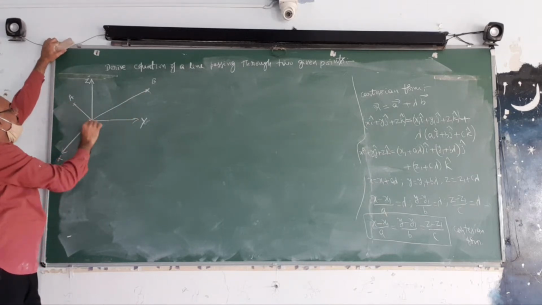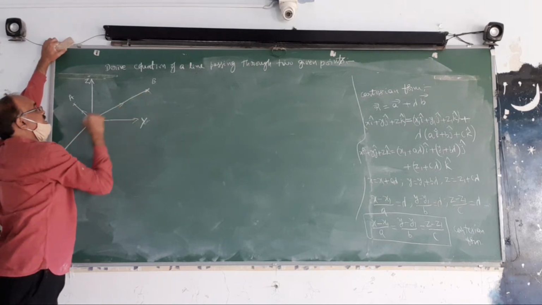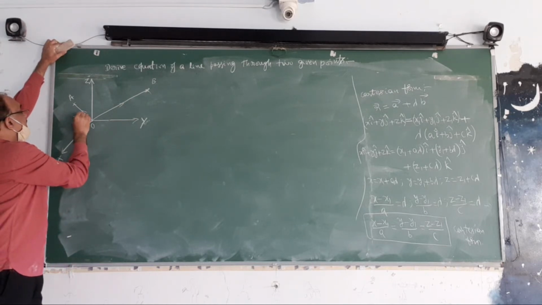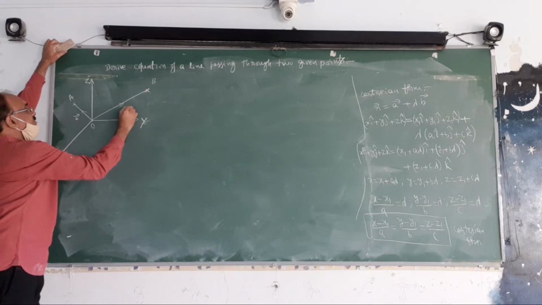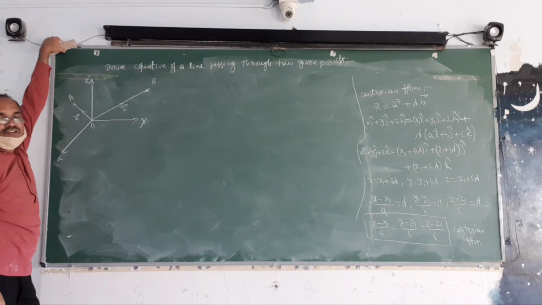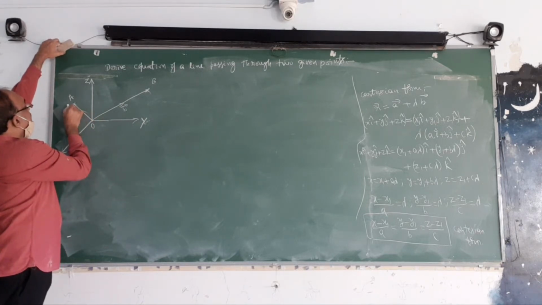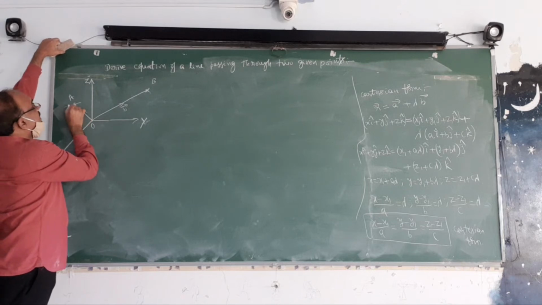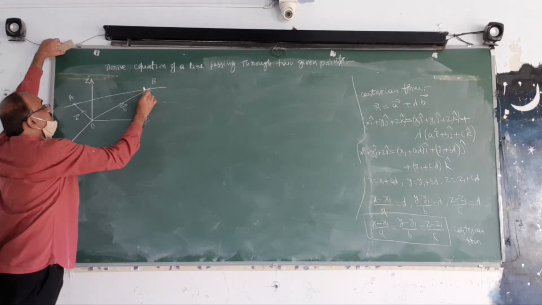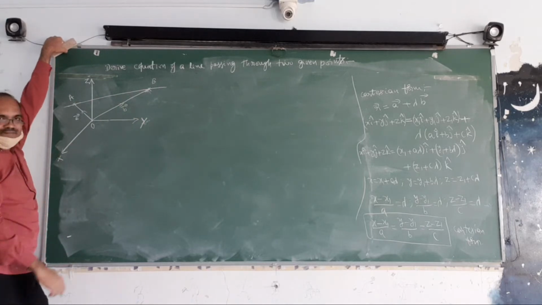If you take OA, then O to A is this vector. O to B, direction is important. OA you call vector A, OB you call vector B. What you need is to find the equation of the line passing through AB. That means you join A and B, and draw a line passing through A and B. This is the line.